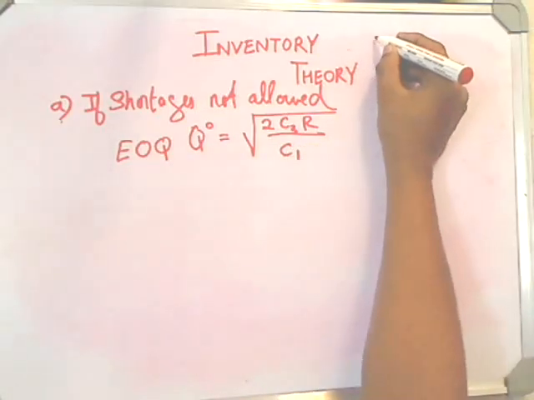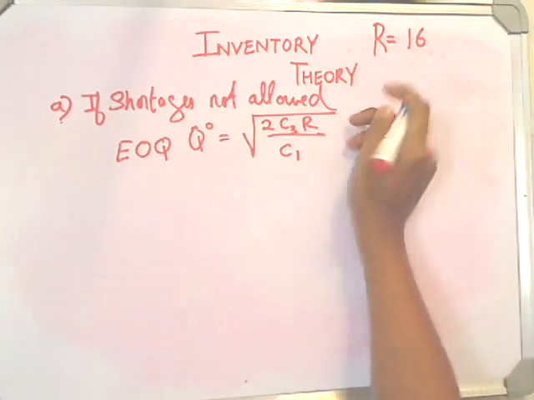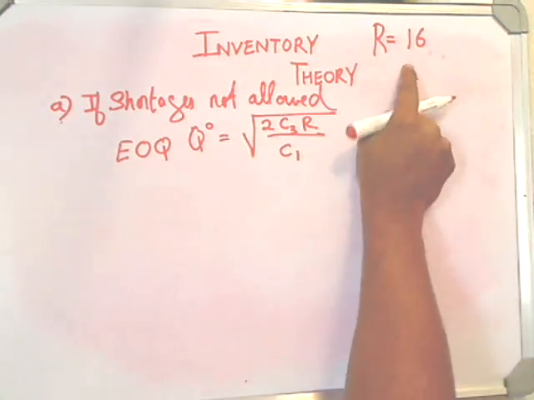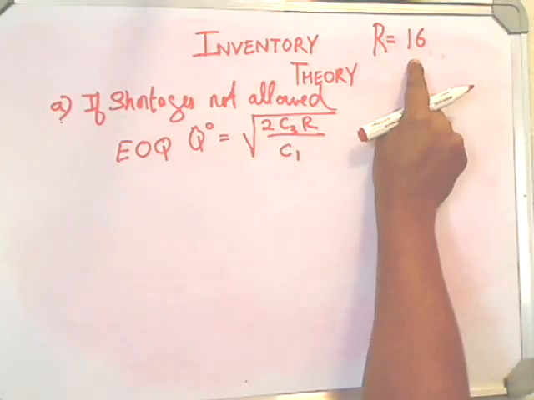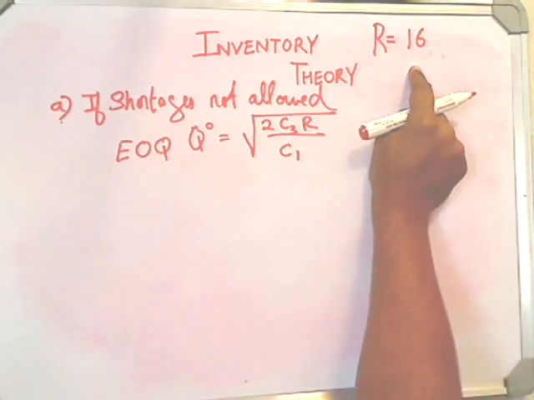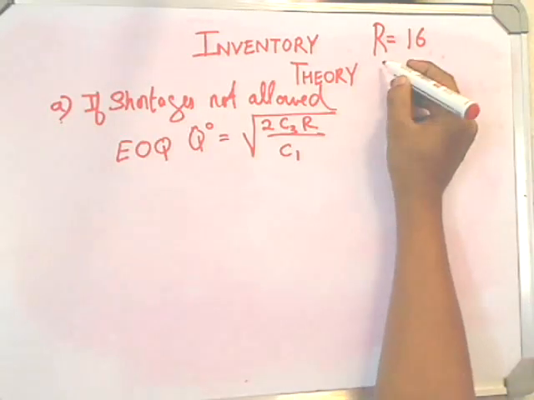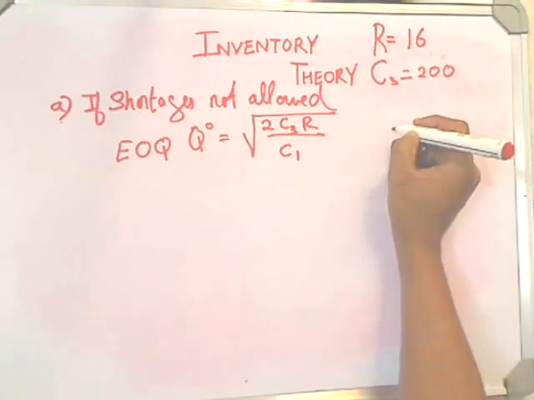The first bit of data I'm going to write is R, which happens to be 16. If you read the problem, it says a uniform rate of 16 tons per year, so 16 tons is the demanded quantity. R here is the demanded quantity. The next thing I'm going to write is the ordering cost, which is rupees 200 per order. The ordering cost is given as C3, so C3 is going to be 200.